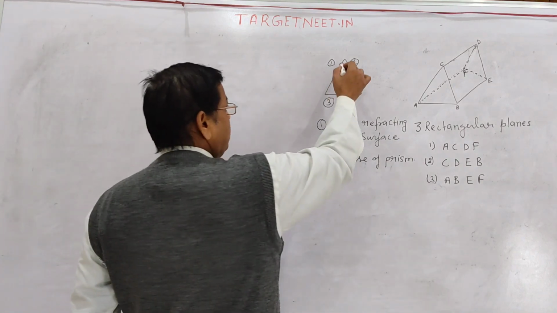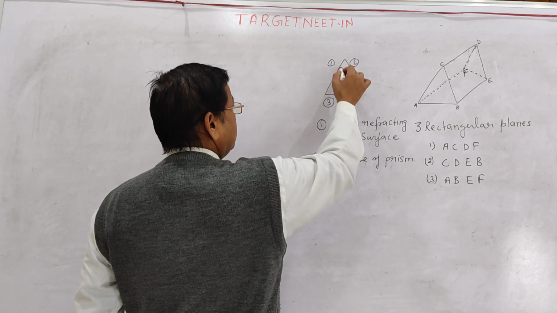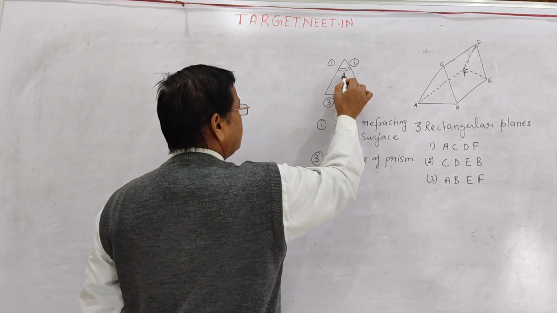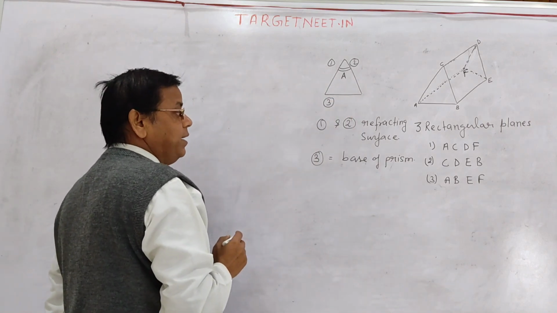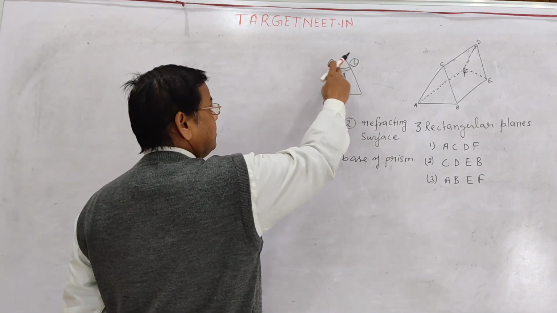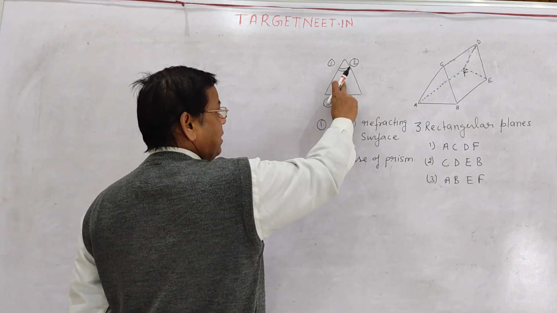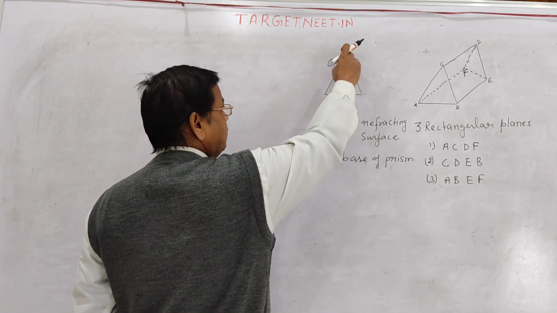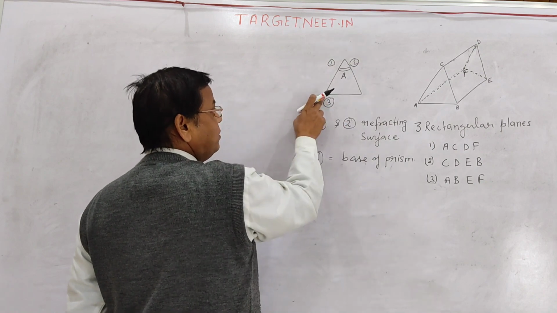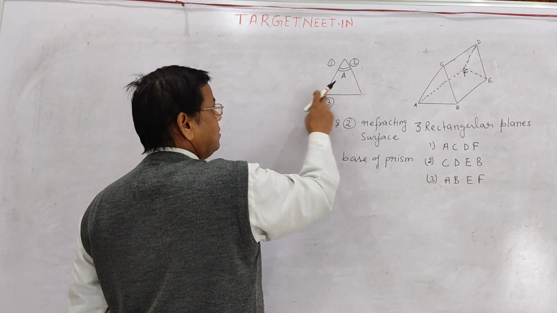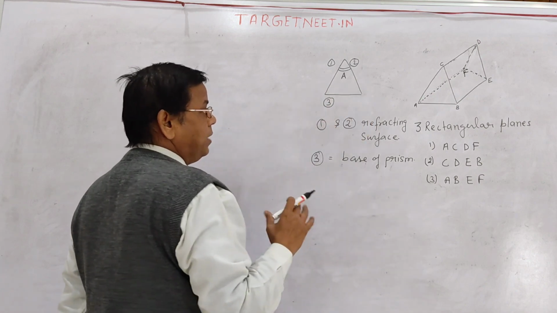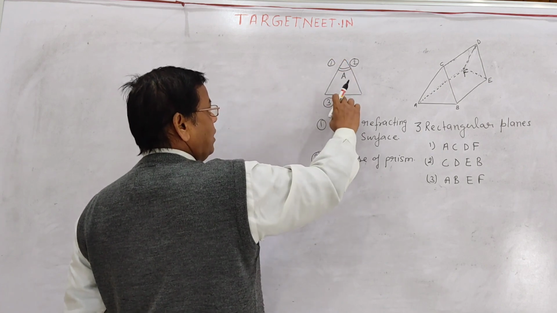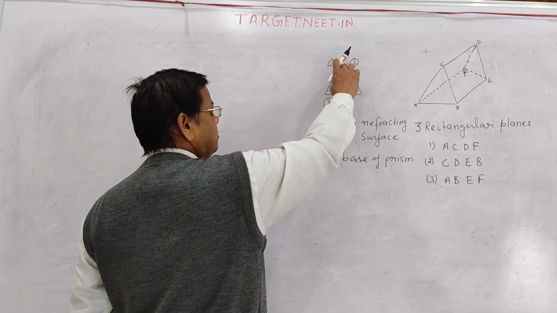Now these two refracting surfaces meet here. The angle between the two refracting surfaces is called the angle of prism, and it is denoted by capital A. So when the prism is kept like this, the prism angle will be this. If you take base this, then prism angle will be this. If you take base this, then prism angle will be this. So prism angle is the angle opposite to the base. This is the base, so the angle opposite to it is called the prism angle.